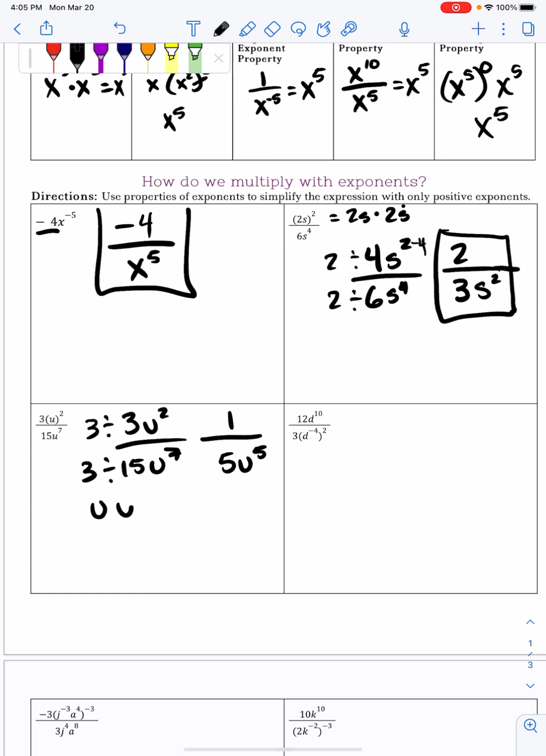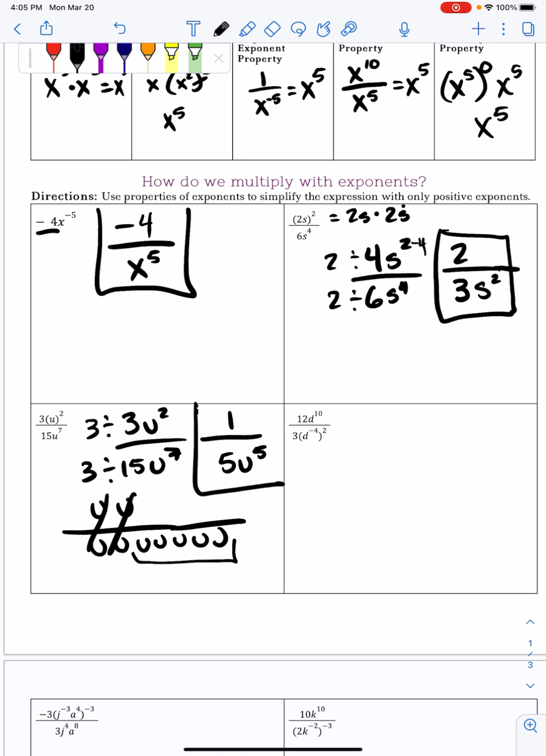The other way to think about this, again, is if you have 2 u's on the top and 7 on the bottom, 2, 3, 4, 5, 6, 7. How many u's could you cancel out? 2, and we'd be left over with 5 in the denominator.